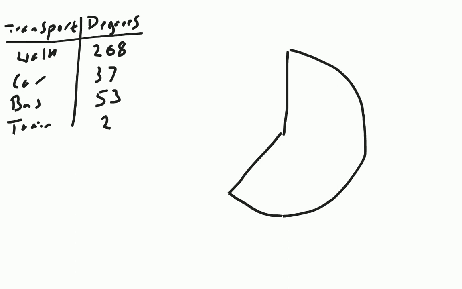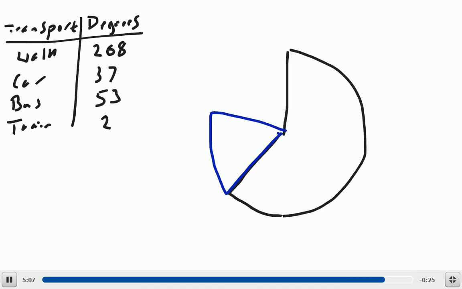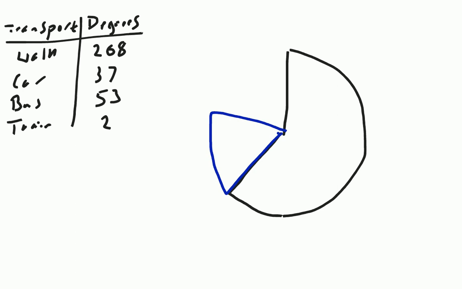So we measure from that last line we drew outwards, from this line here, which I'll go over in blue, we measure 37 degrees, and then draw another line in. So then from that last line again, we measure our number of degrees for the bus, which is going to be 53, a bit bigger. We draw that last line in. And then for our last one, we measure our 2 degrees, which should take us just to close up the circle there. And that is how we put together our pie chart.